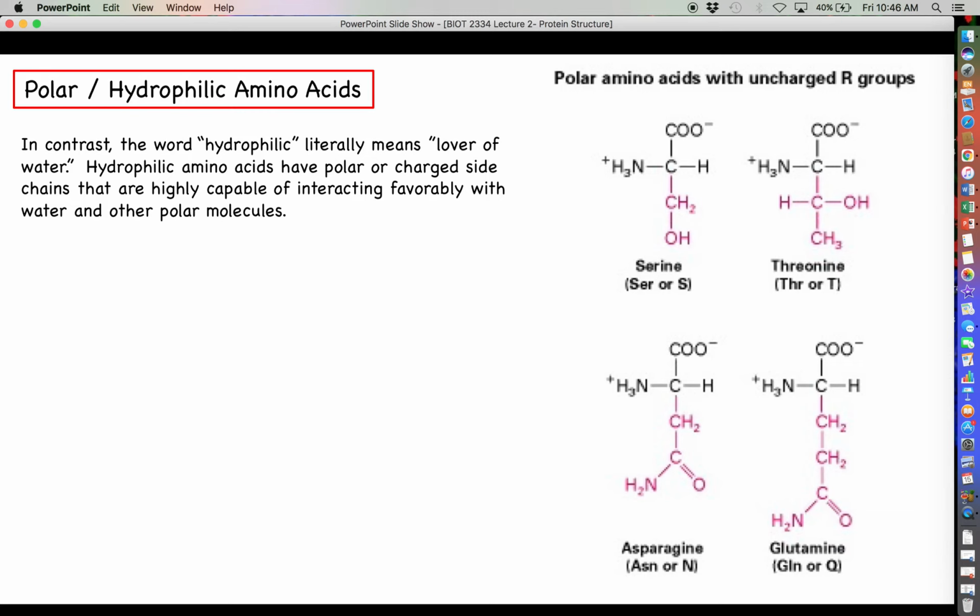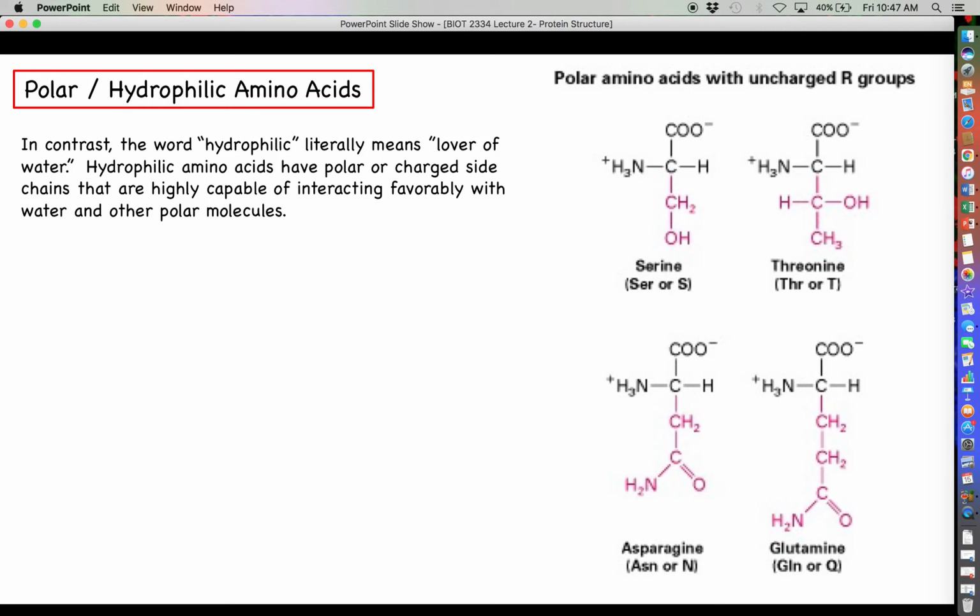So if we look at some of the polar or hydrophilic amino acids, then obviously the word hydrophilic is going to mean exactly the opposite of hydrophobic. Hydrophilic literally means lover of water, hydro meaning water and philic or philia referring to a love or an affinity for something. So hydrophilic amino acids are, in contrast to the hydrophobic ones that we just saw, going to have either very polar side chains or electrically charged side chains.